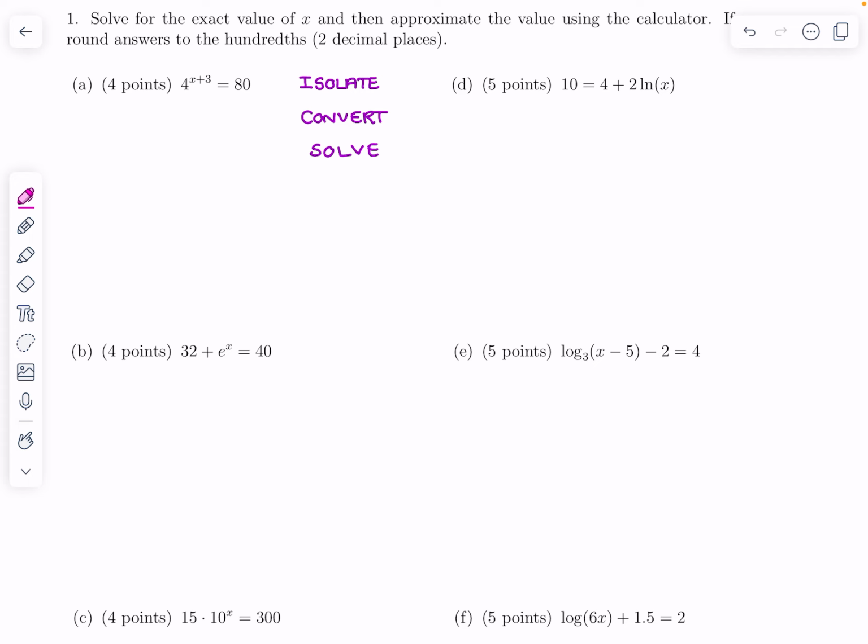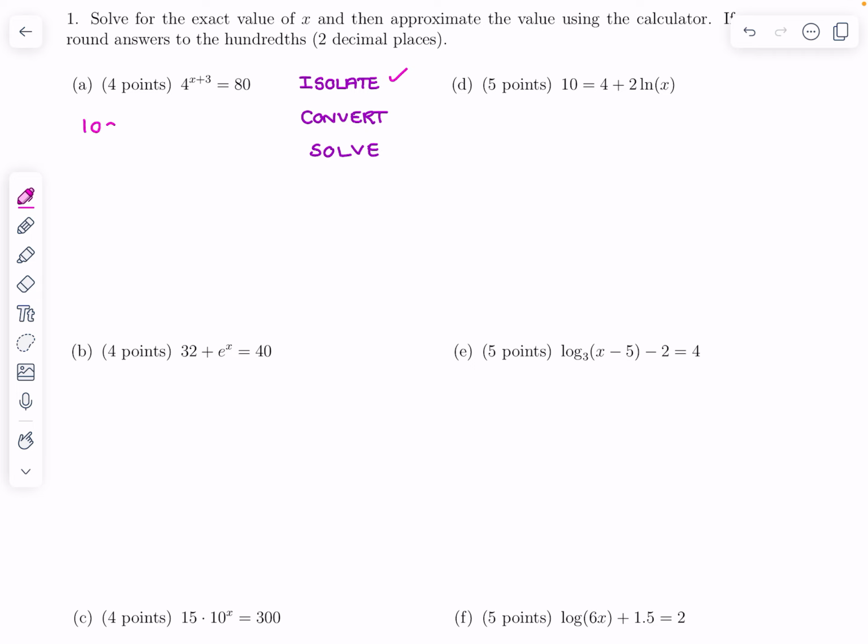So looking at letter A, we have 4 to the x plus 3. We're solving for x up in the exponent, which means we're solving an exponential. Our first step is to get it on one side by itself. We already have that 4 to the x plus 3 on one side by itself, so it's already isolated. Now we are going to convert it to a log.